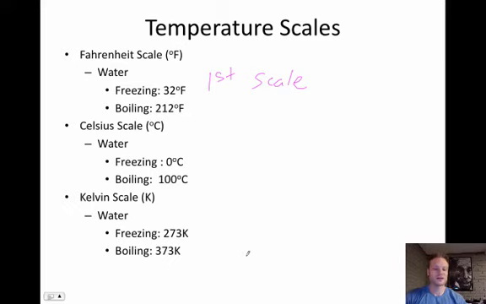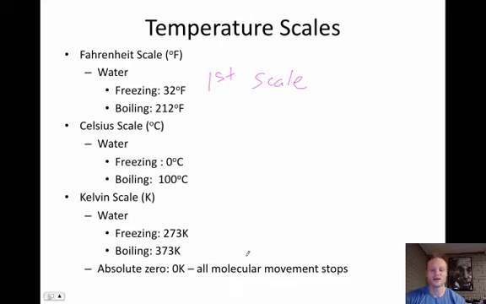Okay, and you'll notice there's just a difference of 273 between the Celsius and Kelvin scales. And what the Kelvin scale is based upon is not actually the freezing and boiling point of water, but instead this theoretical temperature that we are unable to achieve, and that's called absolute zero. And absolute zero is a point where all molecular movement stops.